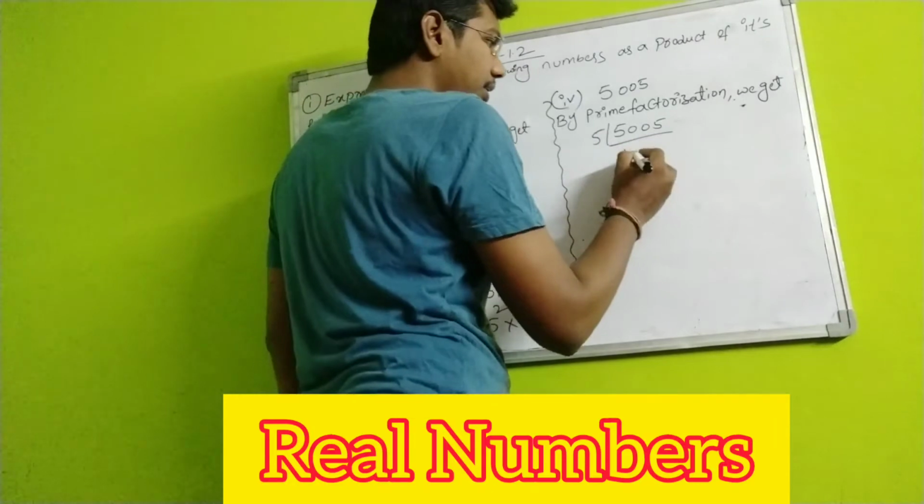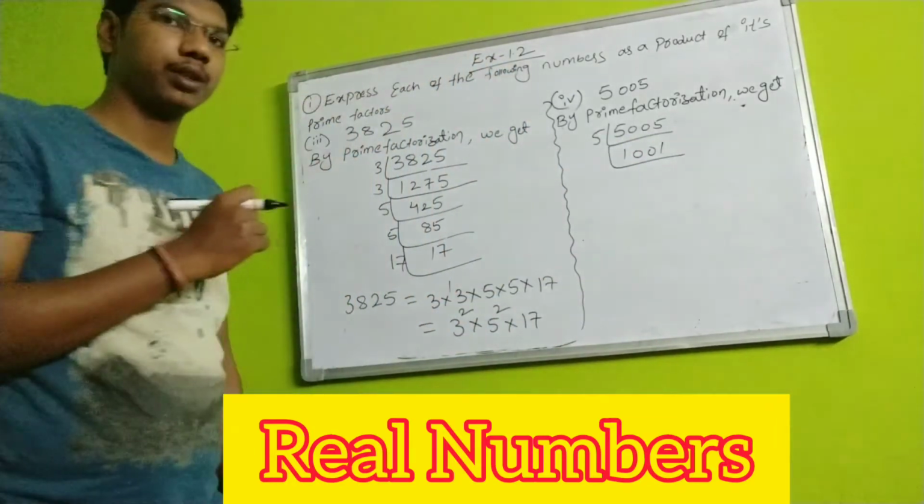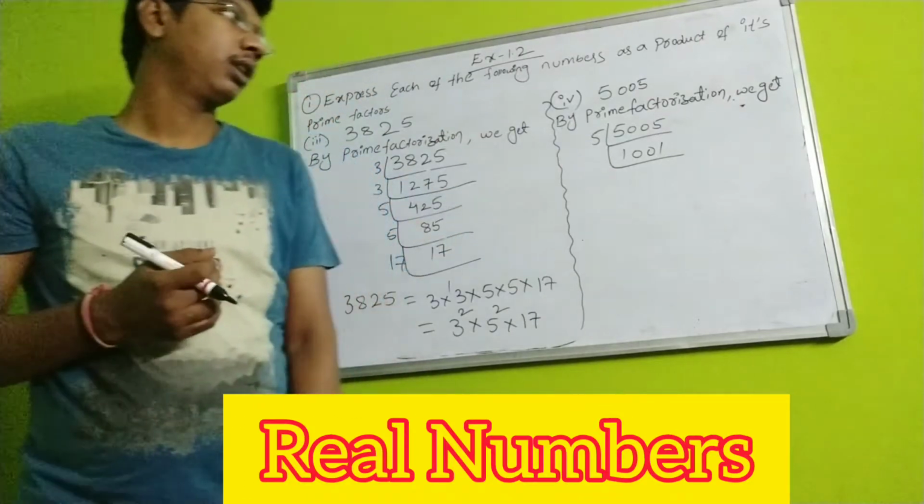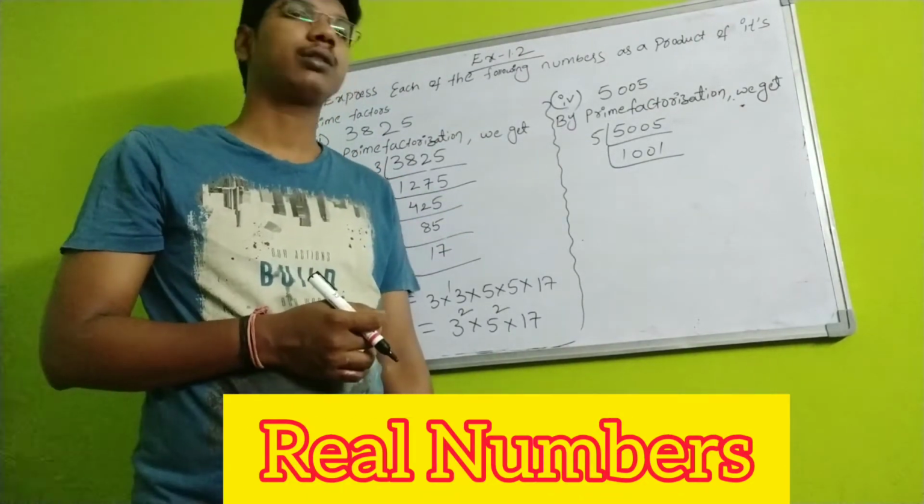5 ones are 5, 0 right as it is. 5 ones are 5. Okay. Next, 2 is not divisible. 3 also, 1 plus 1 is 2, 3 also not divisible. 4 also not divisible. Next, 5 also not divisible.